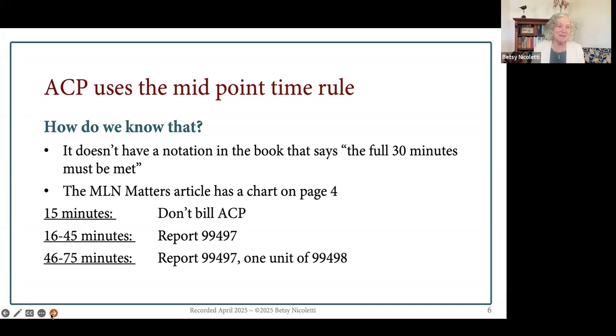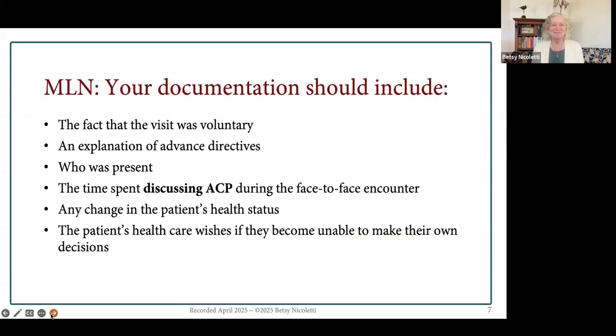And then in this case, the MLN Matters article referenced on slide 2 has a chart. And it says, of course, for less than 15 minutes, you don't report it. It's a 30-minute code. A unit of time is met when the midpoint is passed. So from 16 to 45 minutes, you report 99497. And if the visit goes from 46 to 74 minutes, you can report 99497 and one additional unit of 99498. And the chart goes on, but we get the point, right?